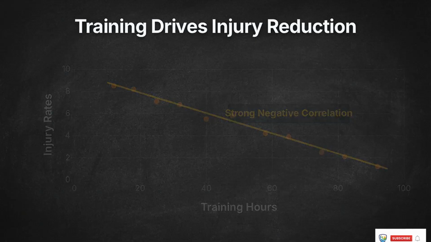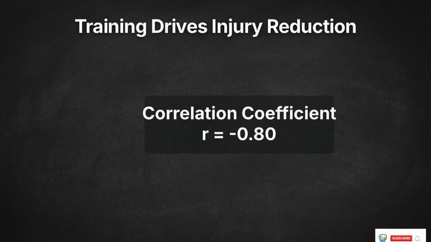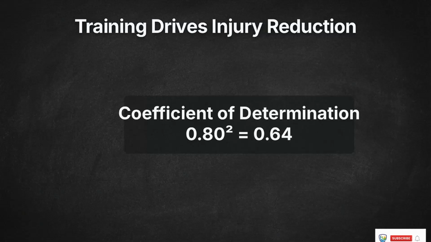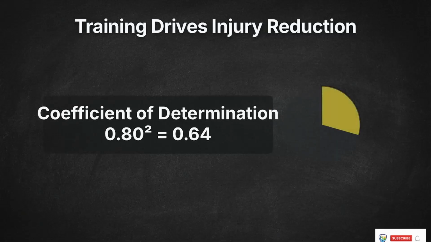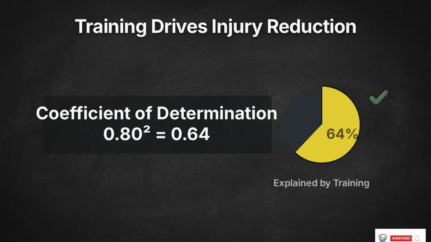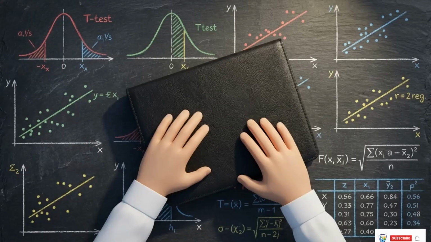By squaring that correlation coefficient, we find the coefficient of determination. If our correlation is 0.80, squaring it yields 0.64. This proves that exactly 64% of the variation in injury reduction is directly explained by the increase in training hours. Inferential statistics strip away coincidence. They provide the empirical proof required to validate capital investments in safety programs and secure management buy-in.